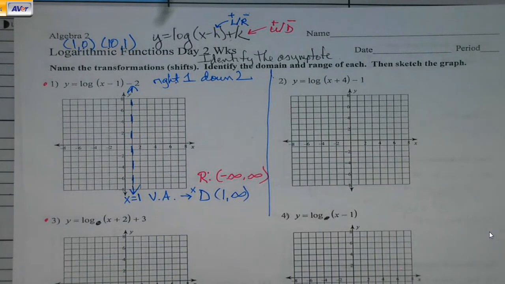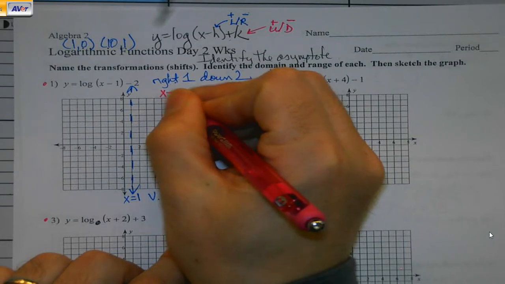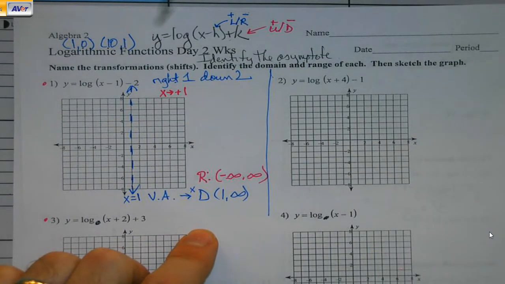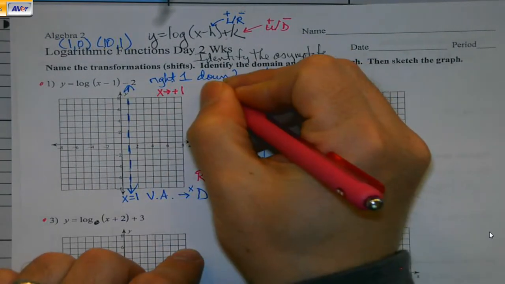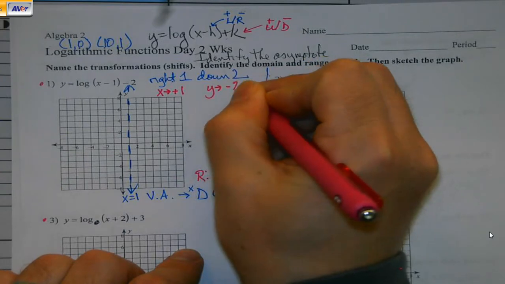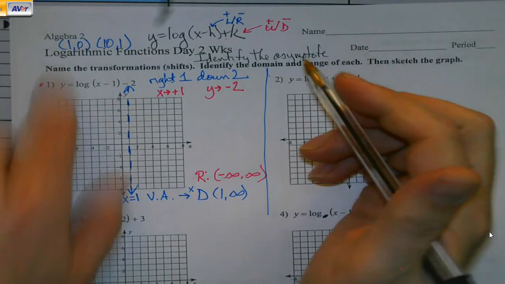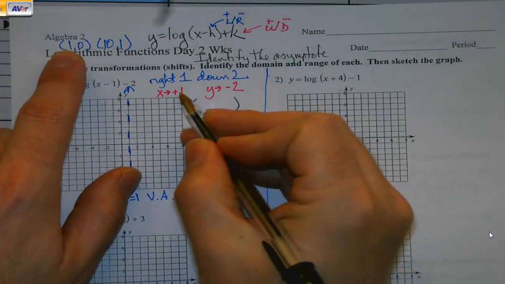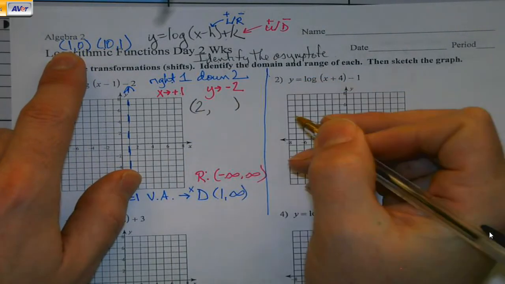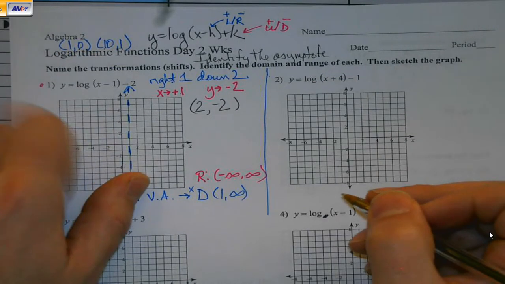So what does that mean to me? Well, right is moving along the x-axis. So right 1 means I'm going to take my x value and add 1 to it. Down 2 has to do with my y values. So I'm going to take my y and subtract 2. So what's that going to do to my points? Well, bless you, at 1, 0, if I do 1 plus 1, I add 1, that's 2. If I take 0 and subtract 2, that point will be at negative 2 now.